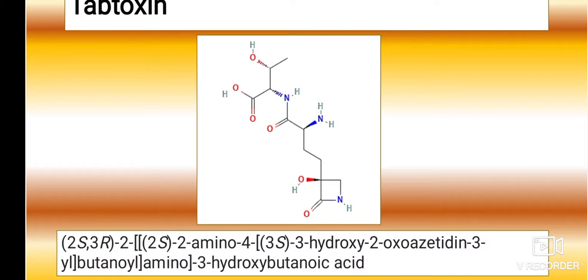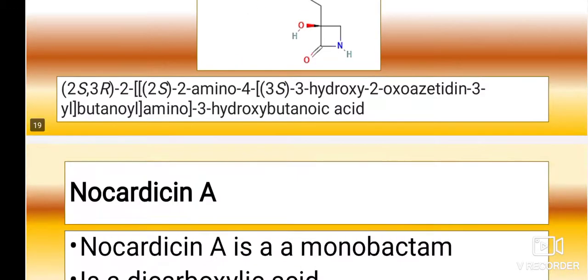Next is 3-hydroxybutanoic acid. You can see there is a 4 carbon containing chain, so it is a butane. There is a functional group COOH, which is a carboxy functional group, so it is a butanoic acid, and to that butanoic acid there is a hydroxy functional group at the third position. So it is a 3-hydroxybutanoic acid. So this is the structure and the nomenclature for tabtoxin.